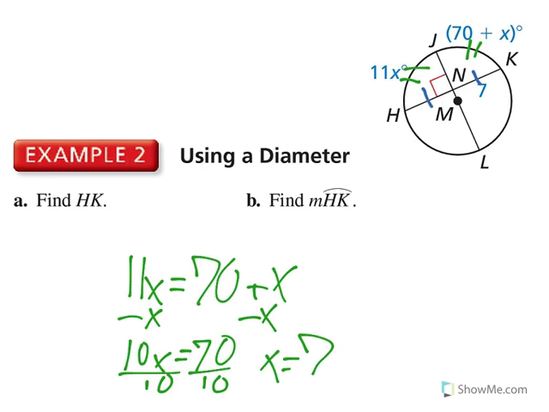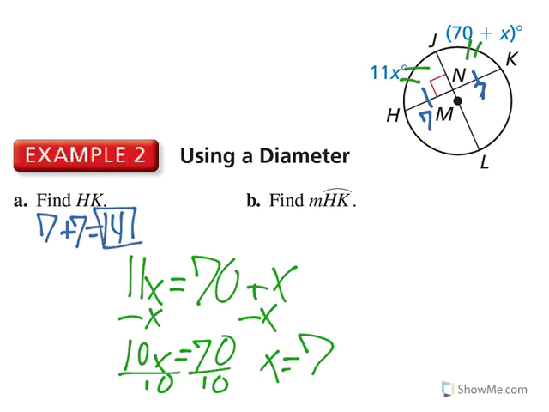Okay, that's just what I can automatically tell about the arcs. So if I look at A, it asks me to find HK. Well, HK is the chord length. And so we already have this 7 on one half, but we said they're the same, so it would also be 7 on that side. So the whole length would just be adding them together. So 7 plus 7 is going to give me 14.